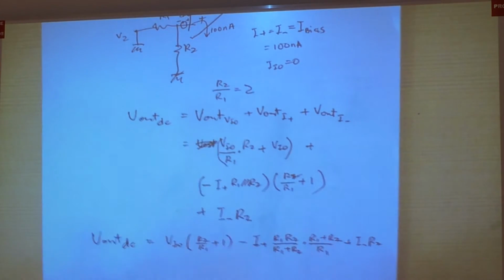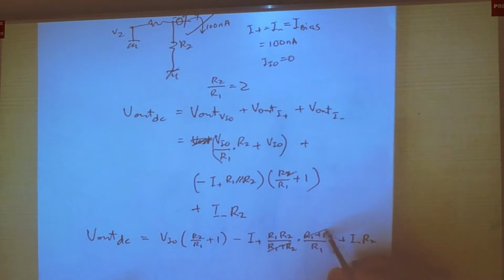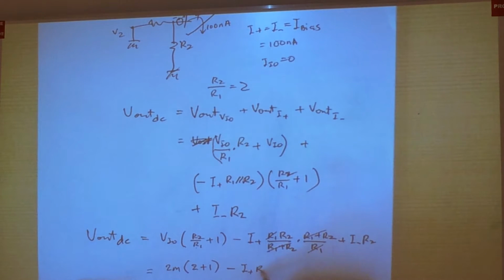Okay? Over here you can start cancelling this and this and this. What is left is this being 2 millivolt, all right, and this being a gain of 2, so 2 plus 1. And this being minus I plus R2 plus I minus R2. Now since I plus and I minus are equal, these two terms cancel off, and this becomes 6 millivolt.